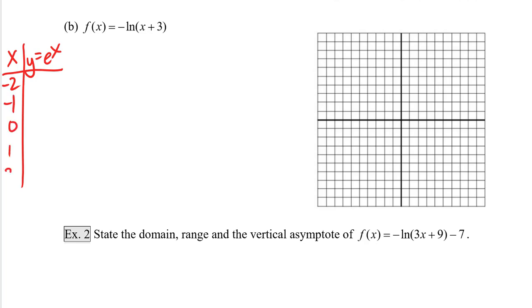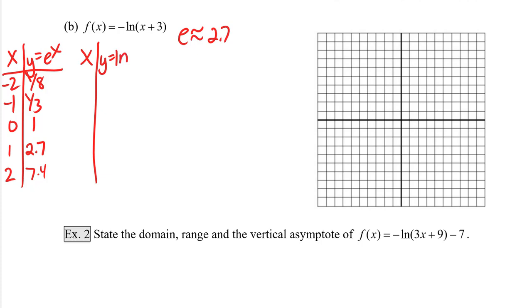Now e to the 0 has to be 1. We know that e is approximately equal to 2.7. So when x equals 1, we'll graph 2.7. E squared is about 7.4. E to the -1 is about 1/3. And e to the -2 is about 1/8. We're not going to plot these points. We're going to swap the x's and y's so that we can graph our parent graph y equals natural log of x. So we have 1/8, 1/3, 1, 2.7, 7.4, -2, -1, 0, 1, and 2.